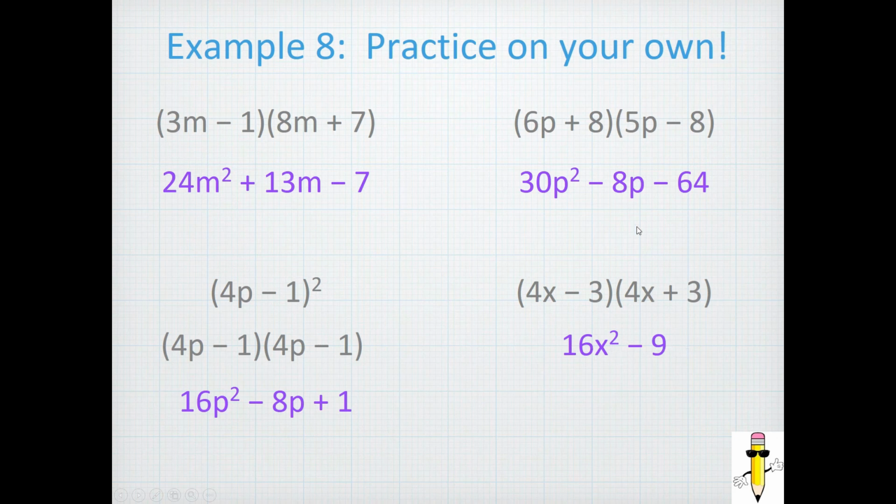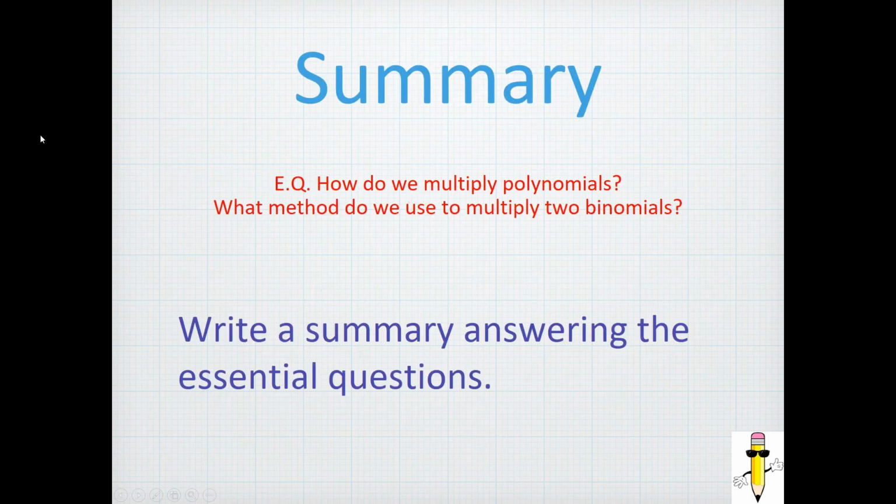And the big reason for that is because of these 3's right here, because you have a minus 3 and a positive 3, which means that that middle term is going to cancel out. So always remember that. So in summary, we need to make sure that we are answering our essential question.